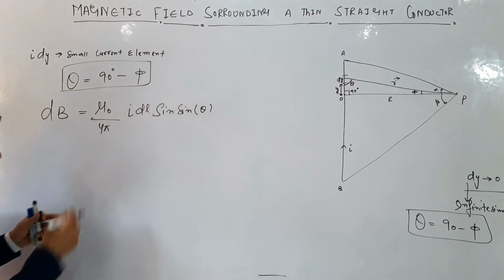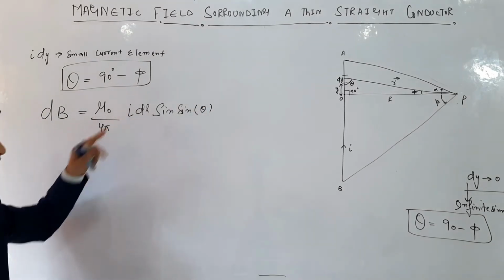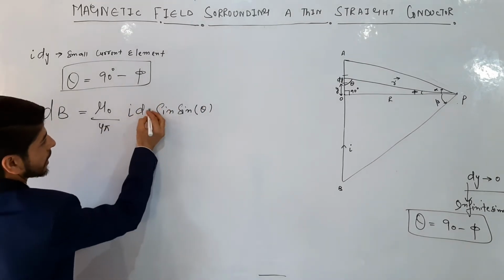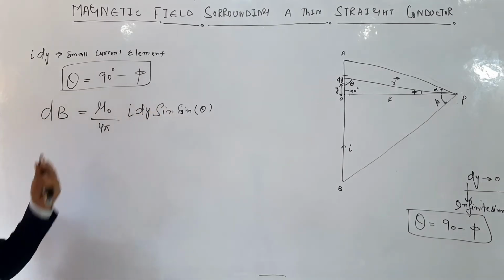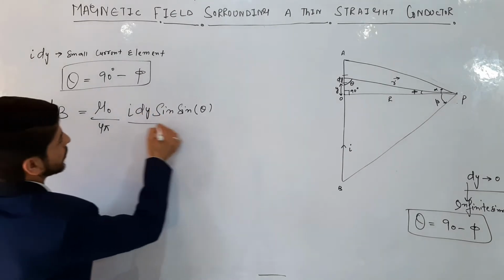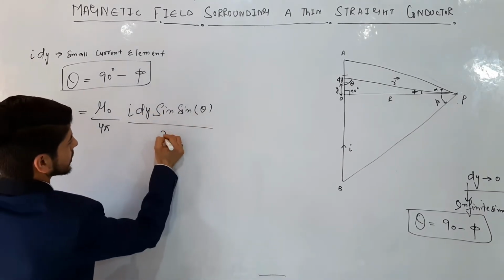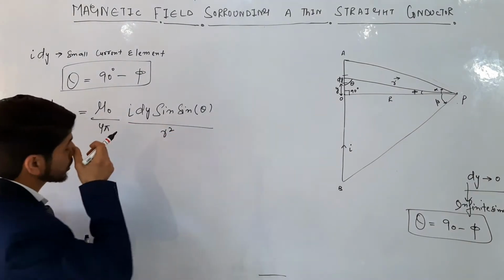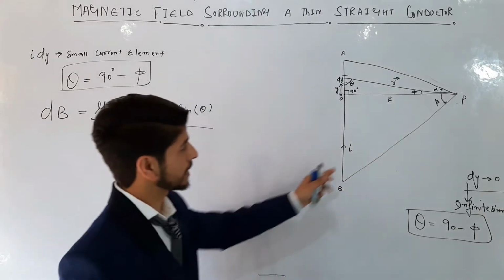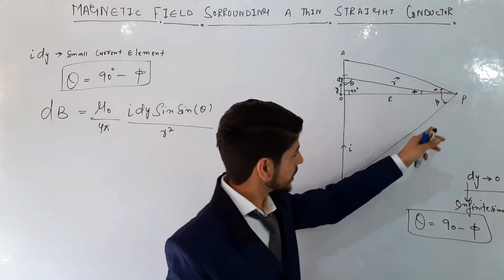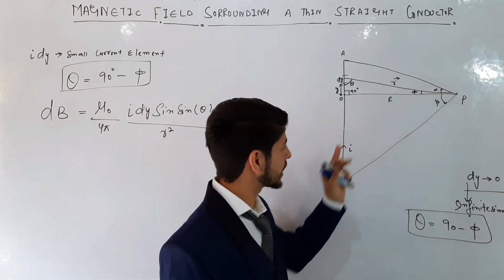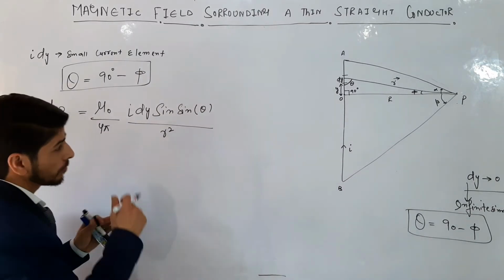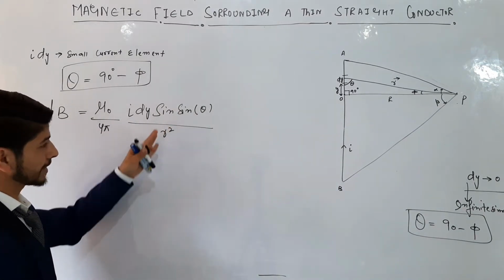Here the length of the current element is dy. Instead of dl, we write dy, upon the distance between the two, that's r square. So the magnitude of the magnetic field. Now we have to find, first of all, the known things: we have this alpha, and another known thing, we have beta. Alpha we know, beta we know. We don't know about this theta.